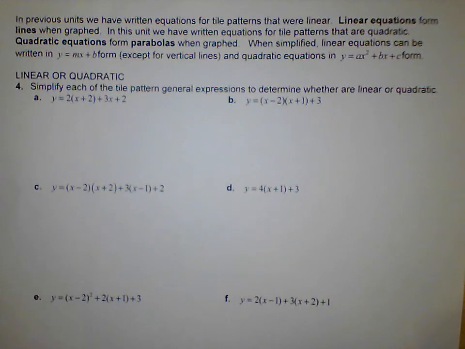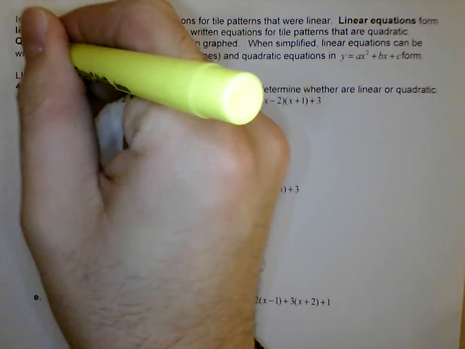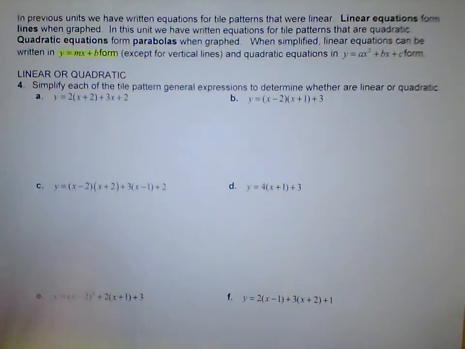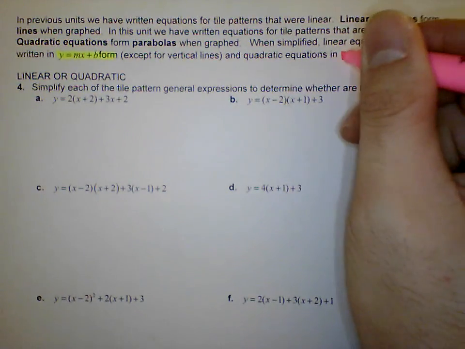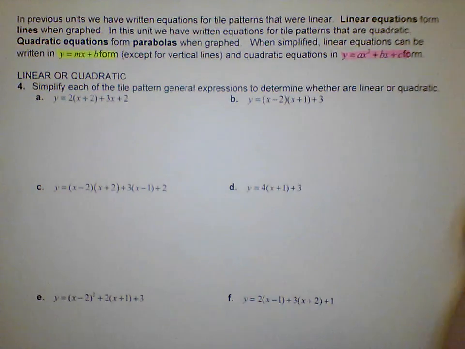So linear or quadratic, simplify each of the tile patterns to determine whether they are linear or quadratic. So we're going to simplify these, and hopefully we're going to get either a linear equation, which would look like y equals mx plus b form, or we're going to get a quadratic equation, which is going to look like y equals ax squared plus bx plus c form. So let's look at letter A first.